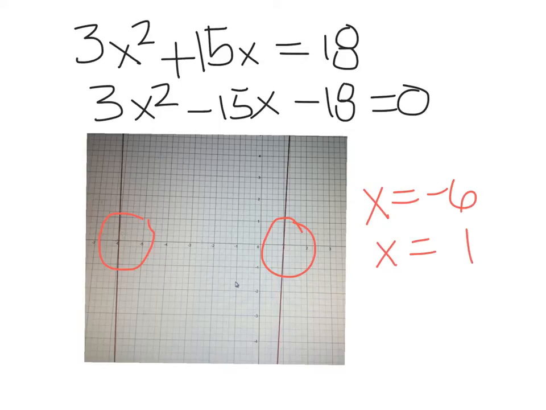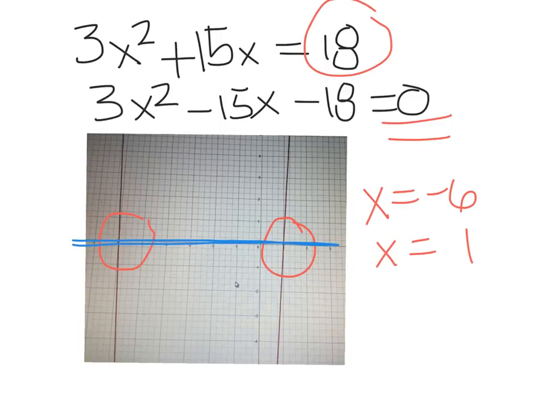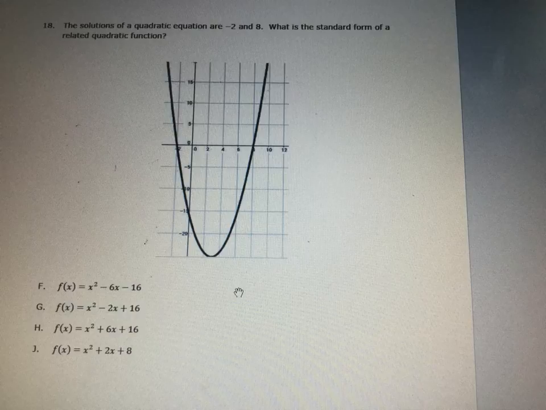And all we need to do is make sure that we move this 18 over so it equals 0, and then we can graph it in our calculator and look for the zeros. And the zeros are the place where it crosses the x-axis. Okay, so just like the last problem, we're going to use this graph, and it says that the solutions of the quadratic are negative 2 and 8, which are right here. What is the standard form of the related equation?